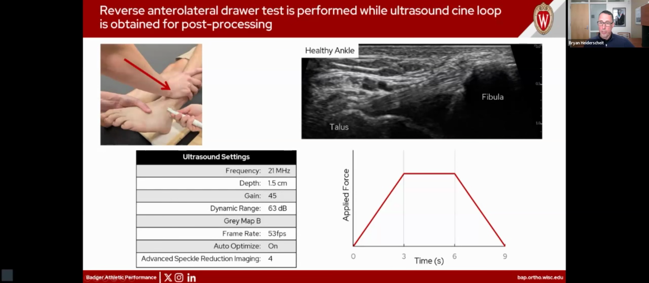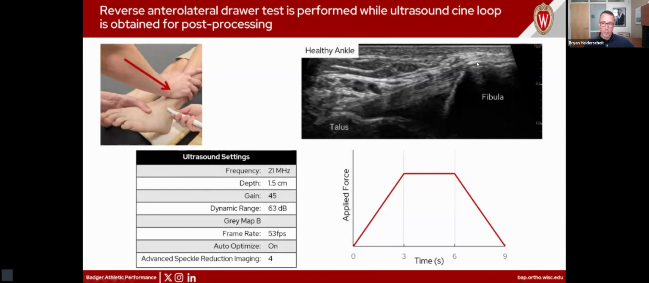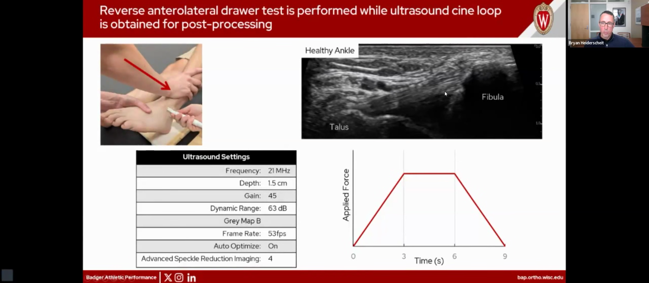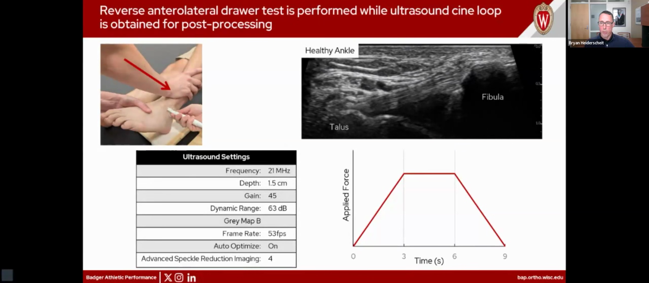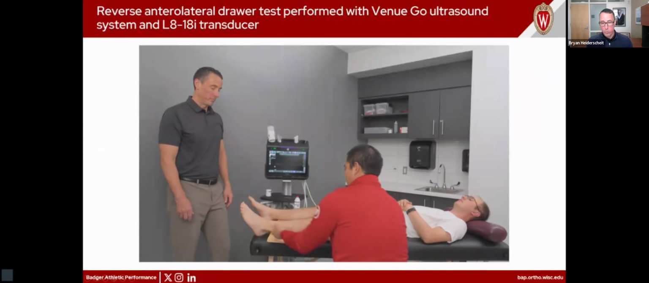And so this is in a healthy ligament, and we can't appreciate a whole lot of displacement that's happening between the talus and the fibula. But we do see a little bit here. Now, generally, it's going to be less than 1 or 2 millimeters that we're going to identify in a very healthy ligament. And so what does this look like from the actual acquisition?